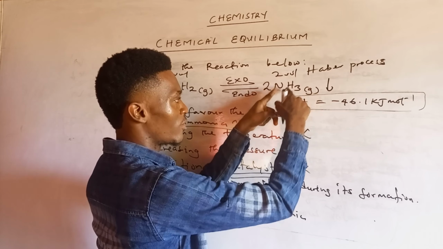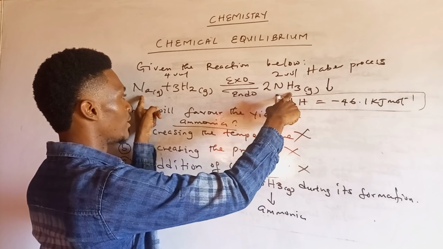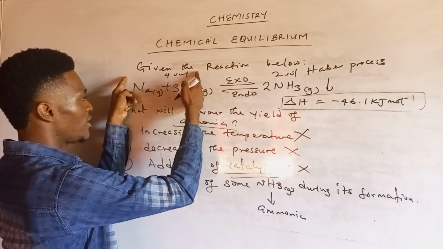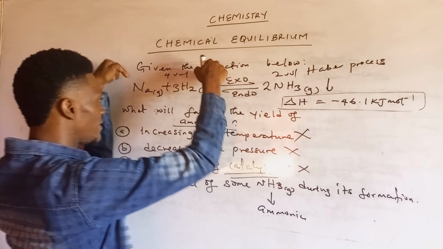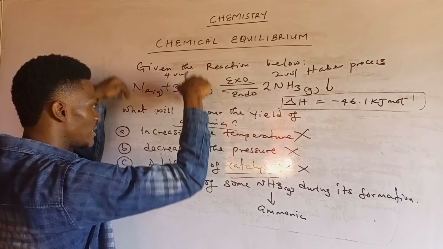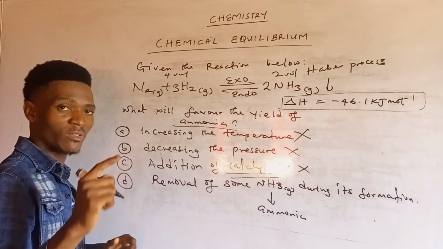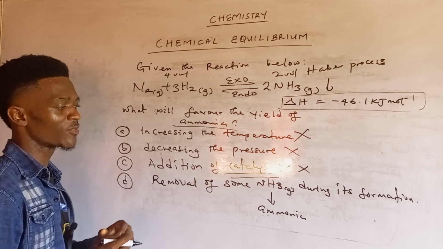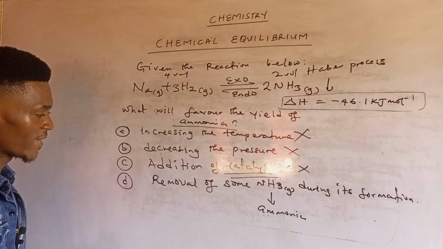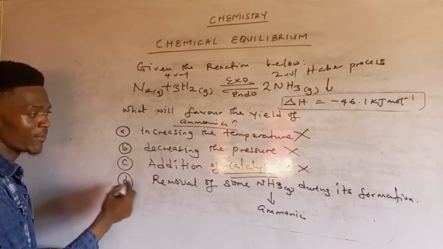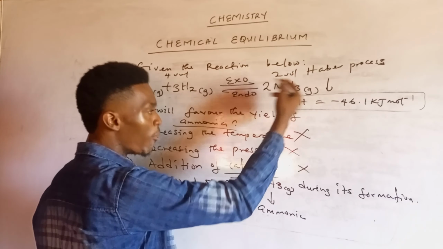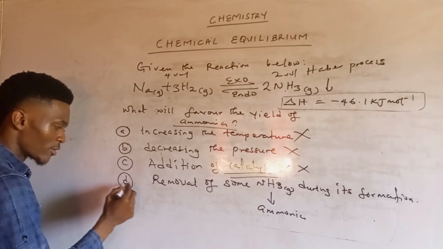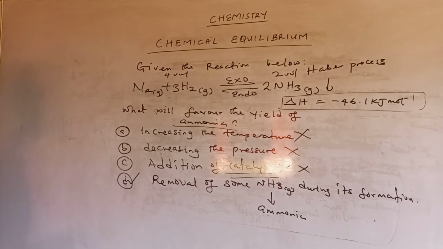When you increase the concentration of this, it favors these two. When you increase the concentrations of these two, it favors this. When you decrease the concentration of these two, it favors these same two. All right? You can take the video back and watch the part where I explained the effect of changes in concentration. So the correct answer is this. Why? Because when you remove some part of this, more of it will still be formed in the process. So this becomes the answer.